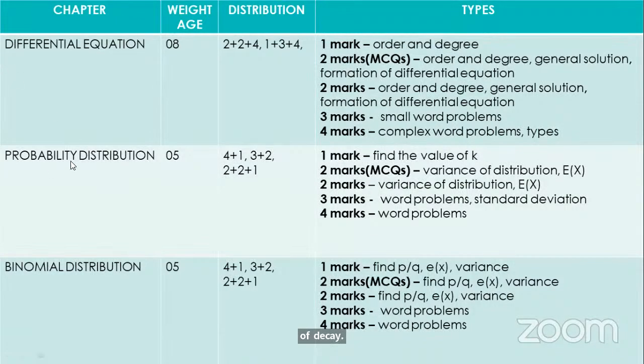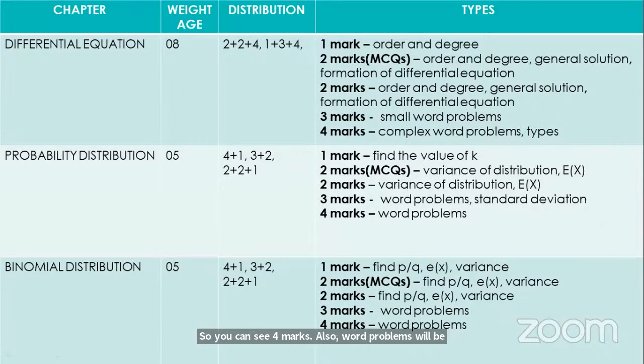Okay. So now probability distribution is a very small chapter, 5 marks, and binomial distribution again 5 marks. So the combination will be 4 plus 1, 3 plus 2. Okay, here also again 4 plus 1 and 3 plus 2. So again here finding the value of k will be there, variance, distribution of variance and E(X) will be there. Very simple examples are there. Variance, standard deviation and expected value, E(X) will be there. And small word problems will be there for 2 marks and for 3 marks. So you can see 4 marks also word problems will be there.